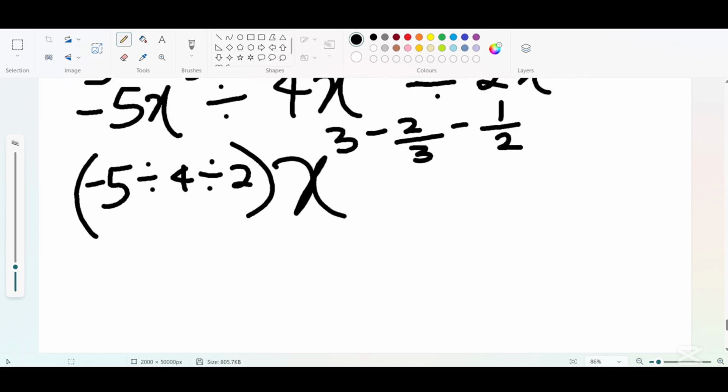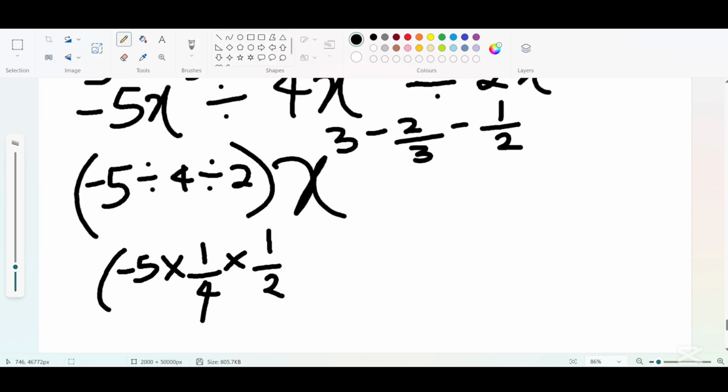Are we good to go? So at this point, we know that when we have division, we can convert it to multiplication, right? So we invert the one on the right hand side, right? So that's going to be 5 times 1 all over 4, then times 1 all over 2. Then x raised to power.